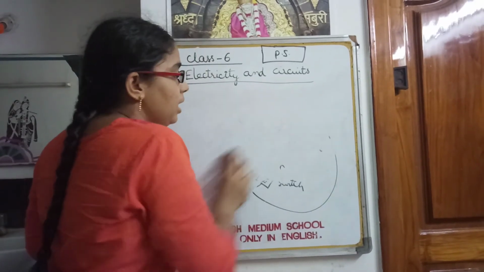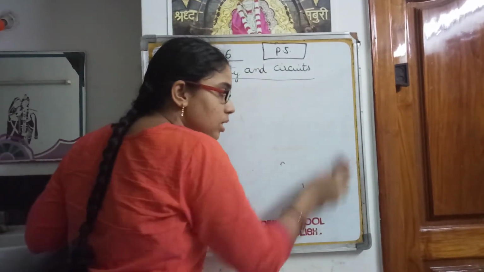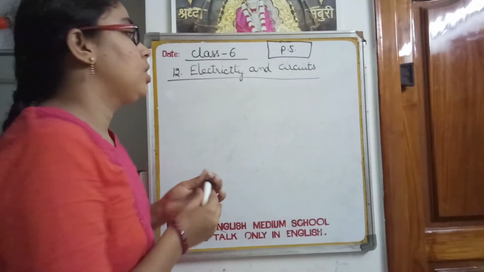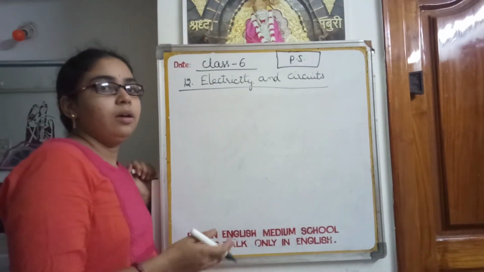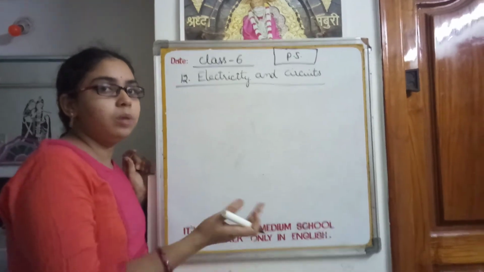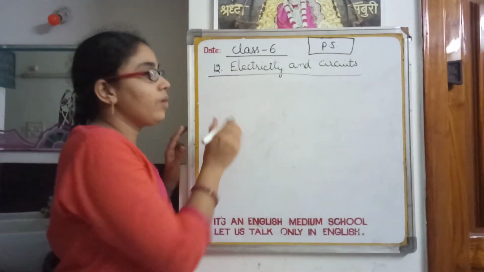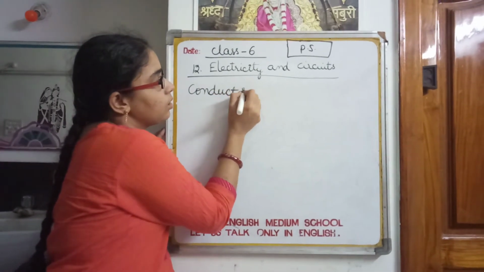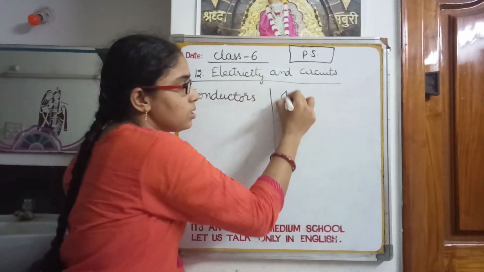Generally materials are divided into two types, those are conductors and insulators. Depending on what basis? Depending on their conductivity, whether they allow current to pass through them or not. Depending on that, materials are divided into two types. What are those? Conductors and insulators.